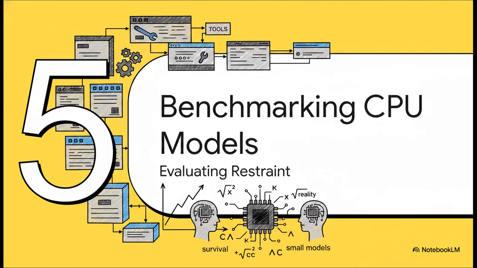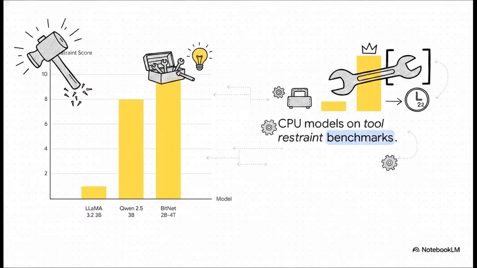Section 5, benchmarking small local models. So if we're running on a CPU with limited RAM, we absolutely have to use small models. But who actually survives that context math we just talked about? Well, the true test of a small model isn't just knowing how to use a tool, it's knowing when not to use it. We call this tool restraint.